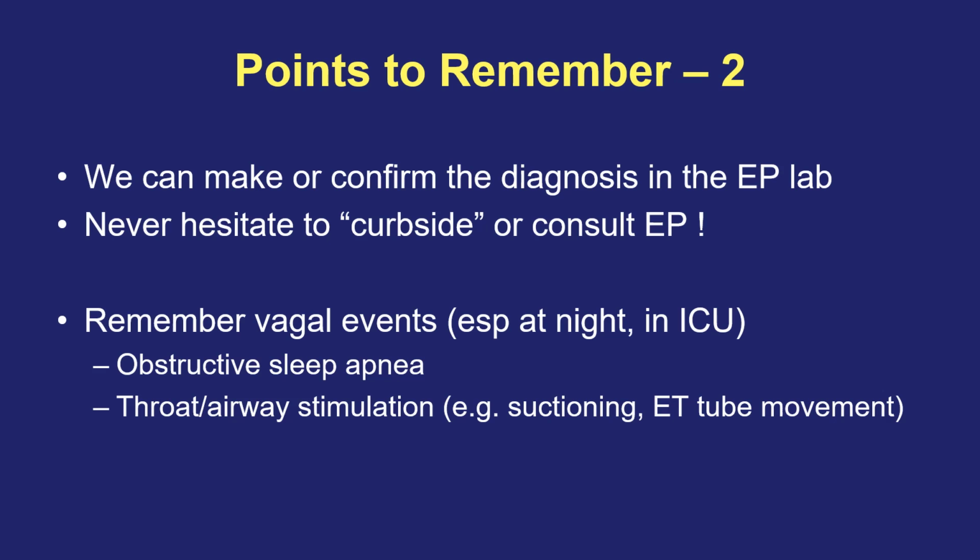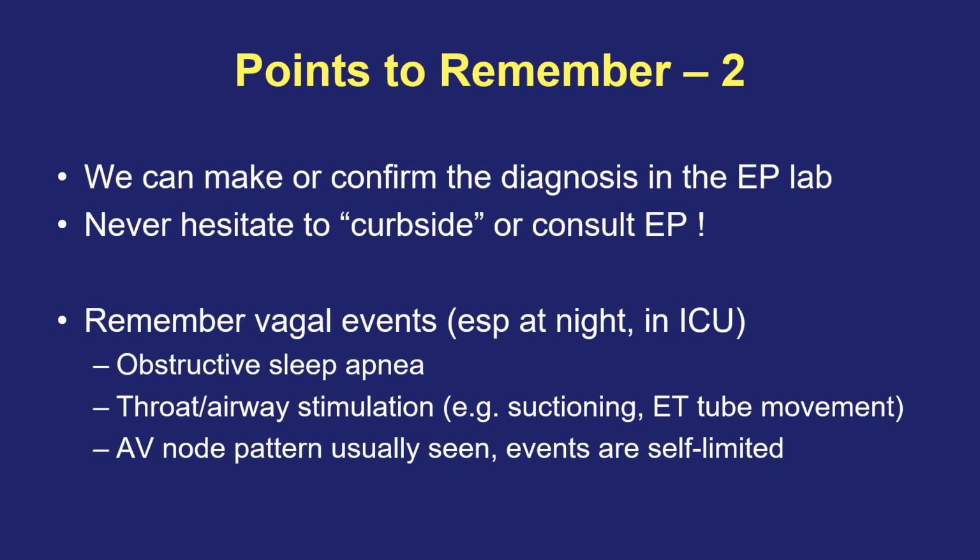In the ICU setting, if the patient is turned or suctioned, that is another common time that you can see vasovagal events. But the AV block pattern almost always here is pretty obvious. You have PR prolongation, which is suggestive of block at the level of the AV node because the vagus nerve innervates the AV node, but not the His-Purkinje system.